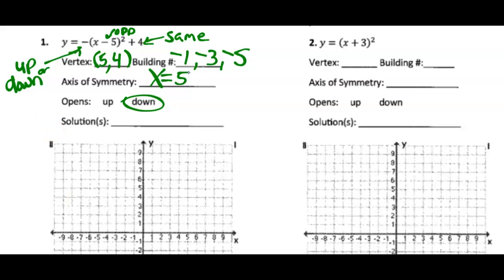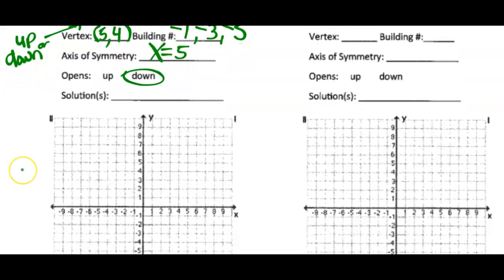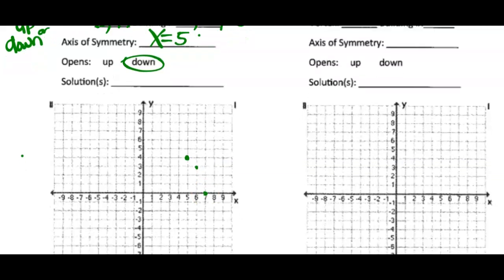All right, my vertex is 5, 4. So I'm going to go over to 5 on the x-axis and up to 4 and put it up. Then I'm going to do my building numbers. I need to go over to the right 1, and I'm going to go down 1 because it's negative. I'm going to go over to the right 1 and go down 3 because it's negative, which falls on the axis. And then I'm going to go over 1 to the right and down 5. And you can use your numbers on your y-axis to help you, okay?